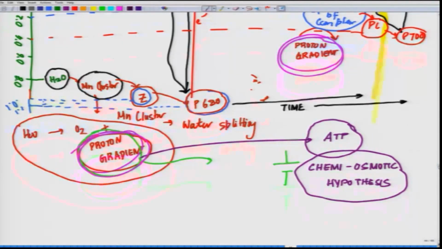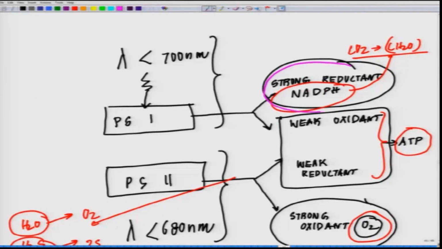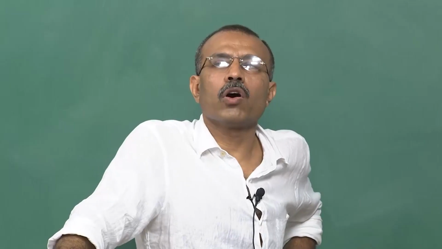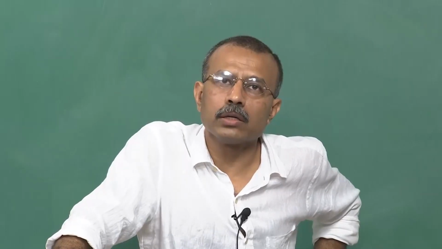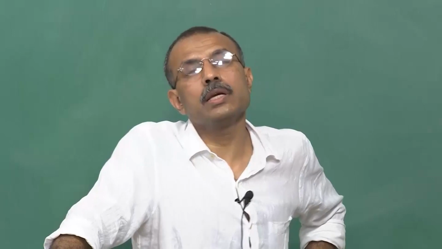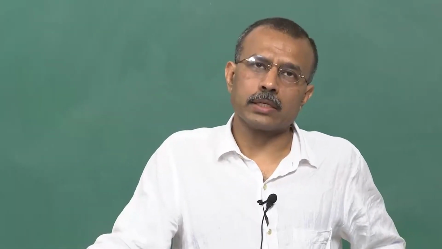So, that brings us to this concept: a very powerful reductant is formed here, and a strong oxidant comes from photosystem 2. Photosystem 2 produces a strong oxidant, photosystem 1 produces a strong reductant, and both systems generate proton gradients at 3 different spots, which is involved in the synthesis of ATP.